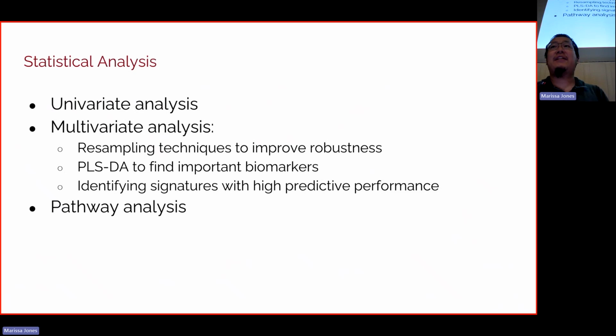Our statistical analysis includes three parts. The first part is the univariate analysis. It mostly serves as a preliminary analysis. The multivariate analysis is the key part of our analysis, where we want to identify signatures that can predict the patient severity of COVID-19 at baseline. We use resampling techniques to improve our robustness by splitting the data into training and testing sets. We did that 100 times. Partial least squares discriminant analysis, PLSDA, was used to find important biomarkers, and then we used that result to identify the signatures. And the last one is the pathway analysis. We want to understand how the metabolites are related to the pathways, so as to better understand the disease. So those are the three parts of our analysis.